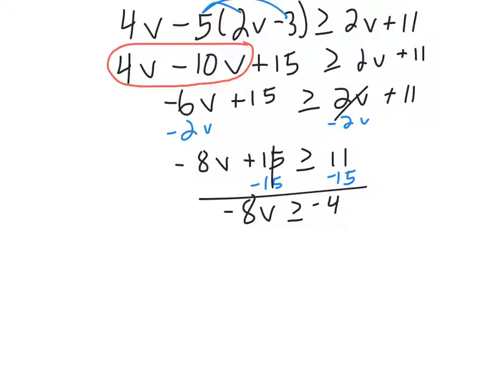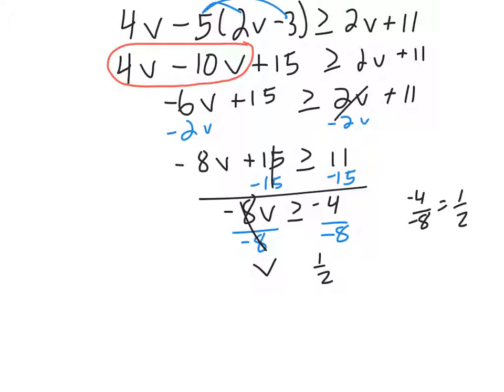I'm going to get rid of that negative 8. I'm going to divide by negative 8 on both sides. These cancel, so I'm left with a v. Negative 4 over negative 8, well, that's the same thing as 4 8ths. The negatives can cancel out, which is 1/2. So negative 4 over negative 8 equals 1/2.